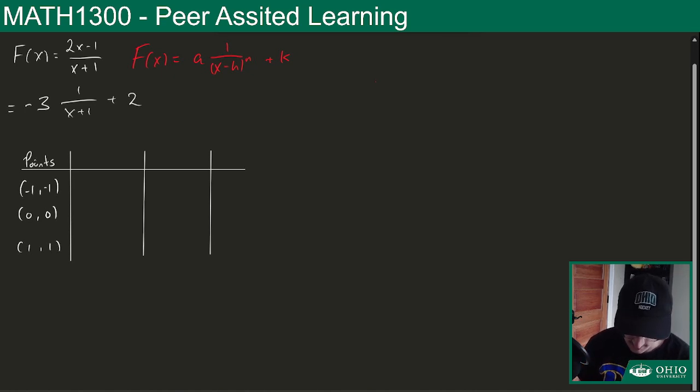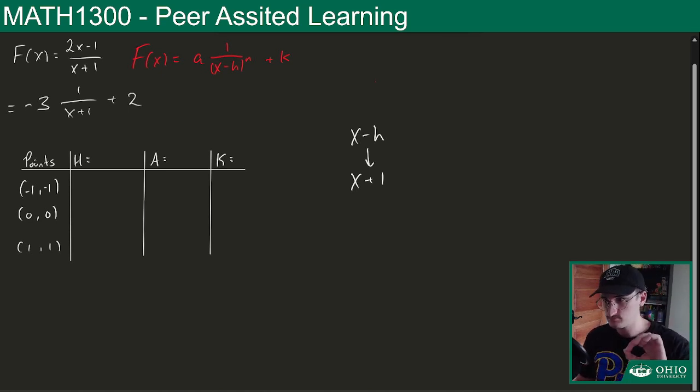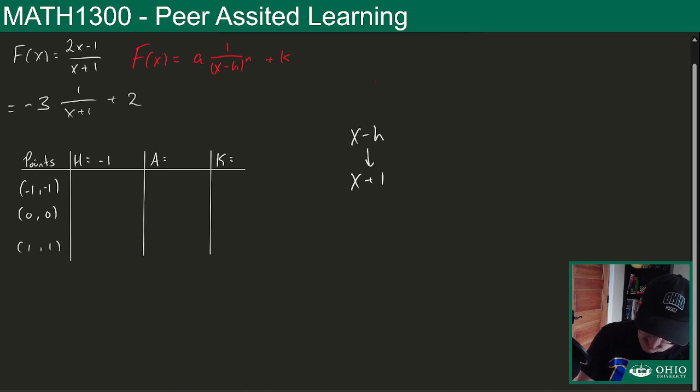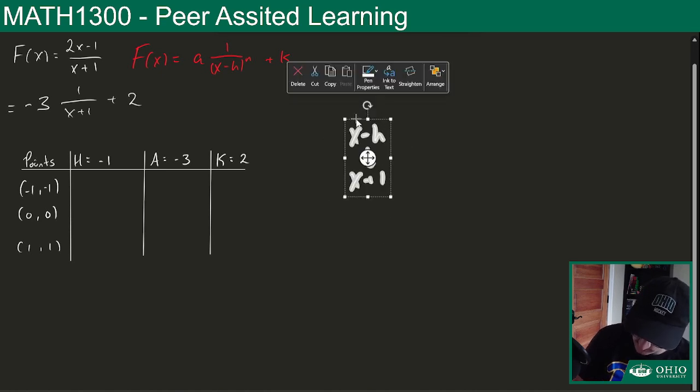And so now I can go through and identify those values of h, a, and k. So I usually write h equals, a equals, and k equals. h is the tricky one that you want to watch out for. So in the original formula, we have x minus h, but here we have an x plus 1. And to pass between the two, I want to pick a value of h that gets me a plus 1. And so if I have x minus negative 1, that gets me positive 1. And so the h in this case is negative 1, then a is negative 3, and k is positive 2. So those are our values.